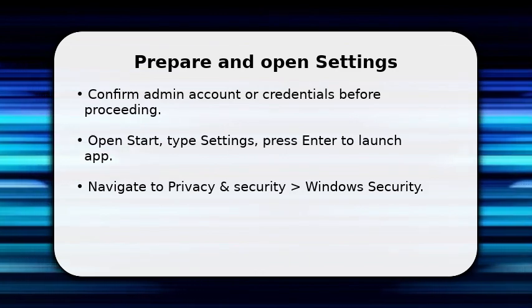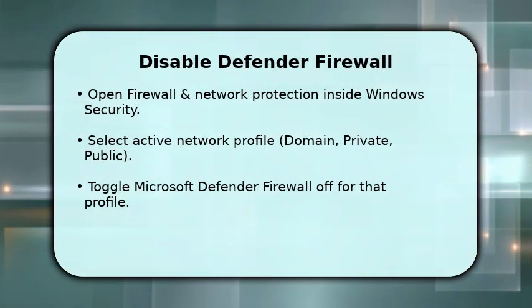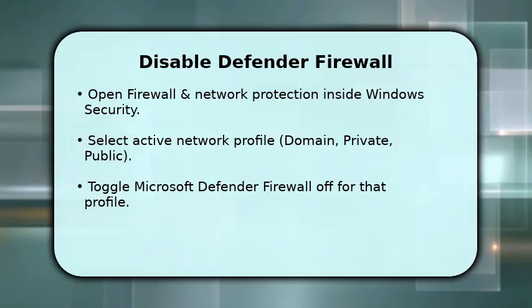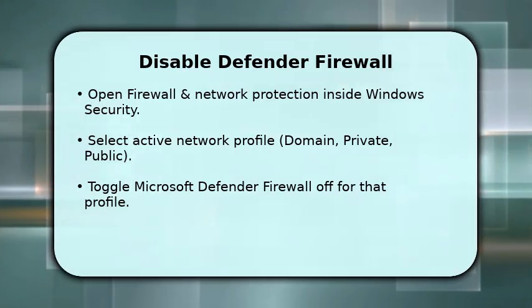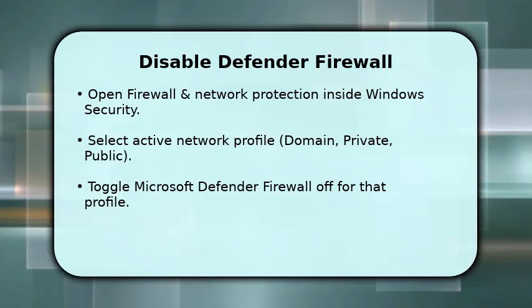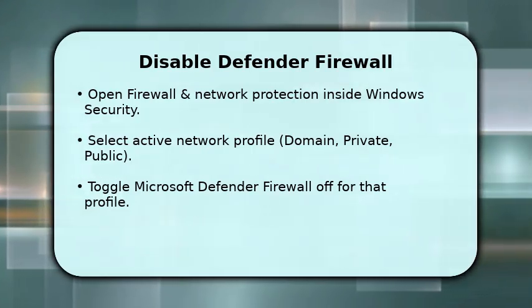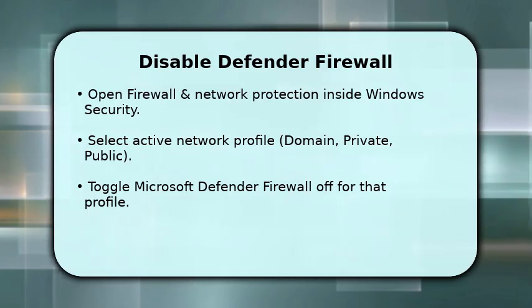Inside Windows Security, click Firewall and Network Protection to see profiles for domain, private, and public networks. You'll act on the currently active profile. Select the profile labeled Active, then toggle Microsoft Defender Firewall off.